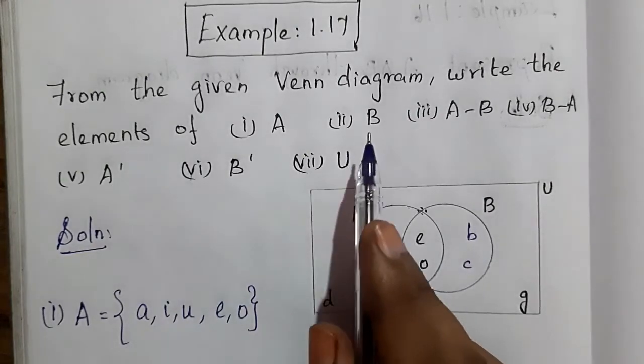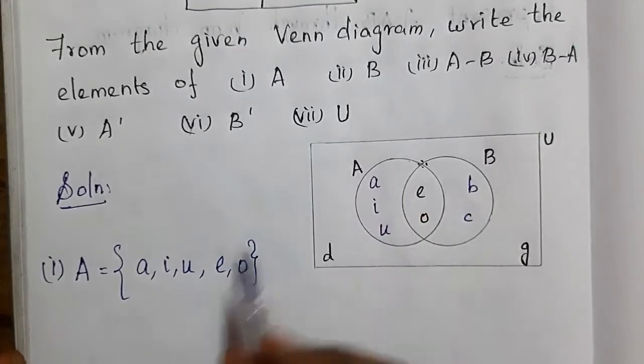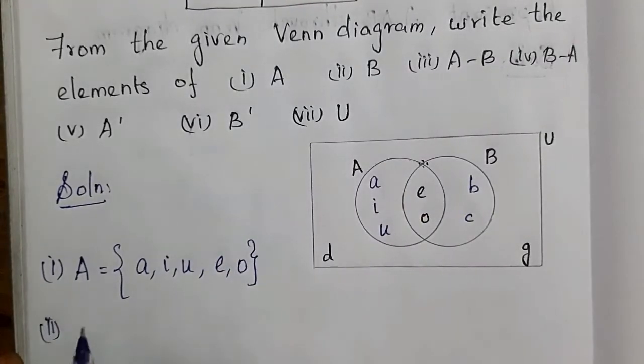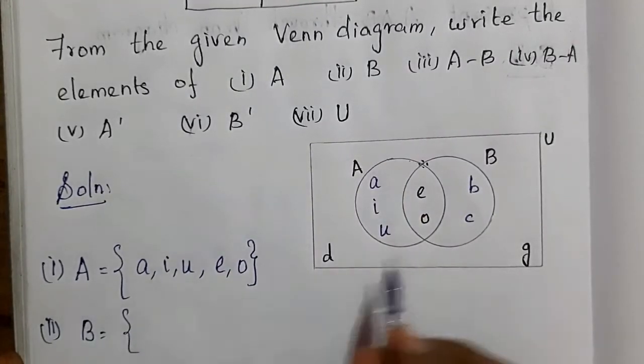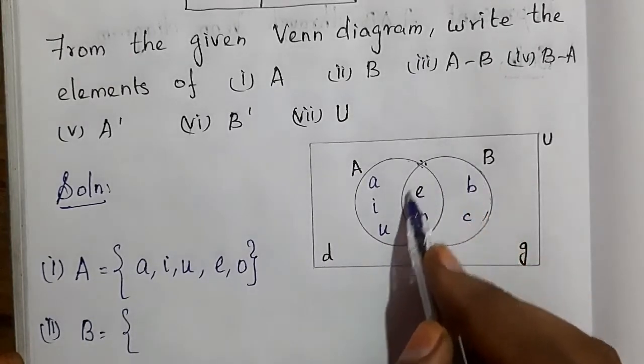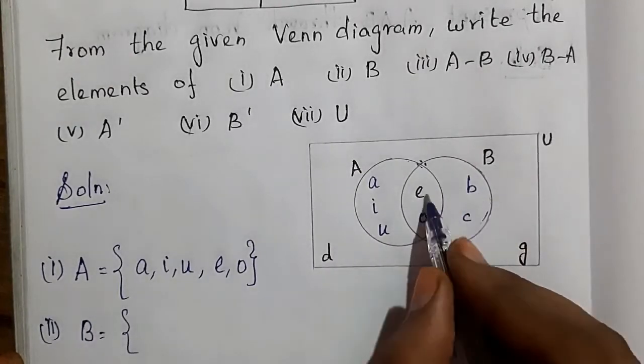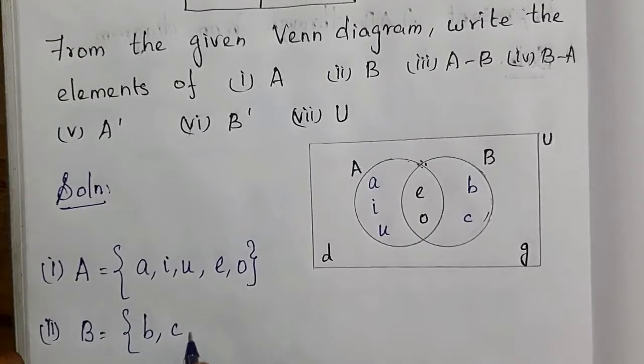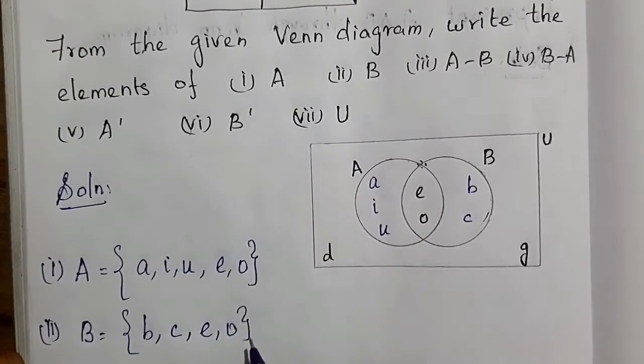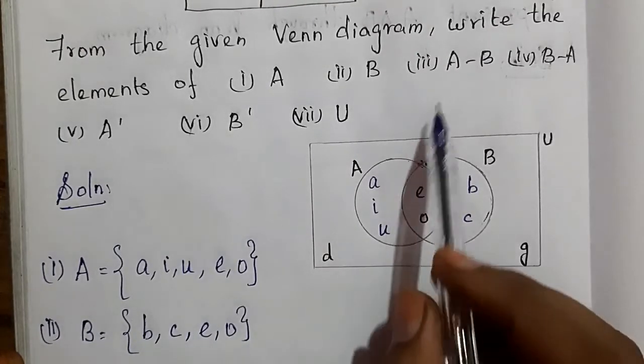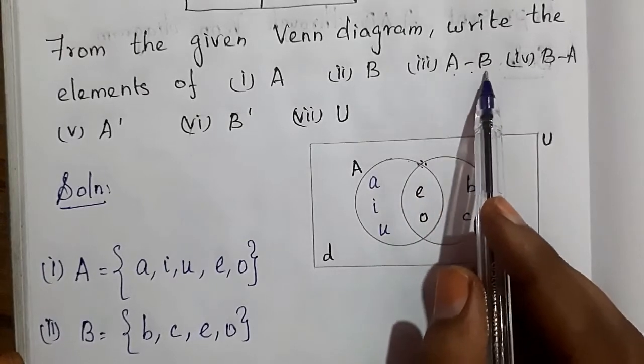Next one, we have to write set B. Second one, B equal to set of all. This is set B. You can write B, C, E, O. B, C, E, O. Next one is write A minus B.